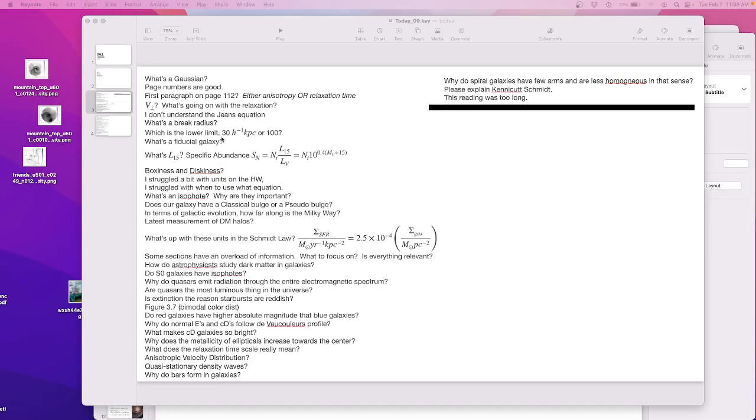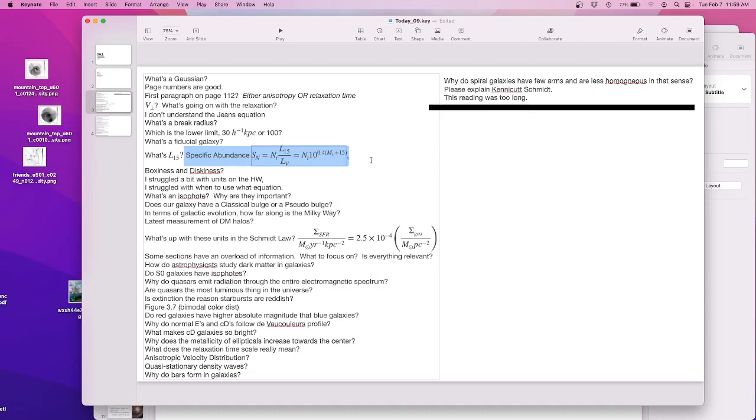Fiducial galaxy. Fiducial just means test galaxy. That just means the kind of cartoon example, the one that I'm comparing everything else to. What is L15?